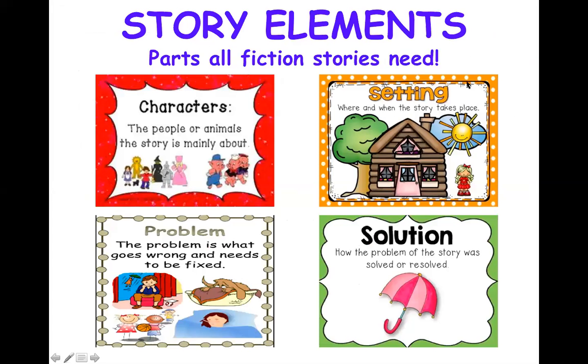We know already that there are 4 story elements that all fiction stories need. First of all, they need characters, or the people or animals that the story is mainly about. Then those characters usually have a problem or something that goes wrong and needs to be fixed. Of course, if there's a problem, your story has to have a solution, right? The characters have to take steps and do things to solve their problem. And last, you need a setting that tells us where all this happens. Where does your character's problem and solution happen?